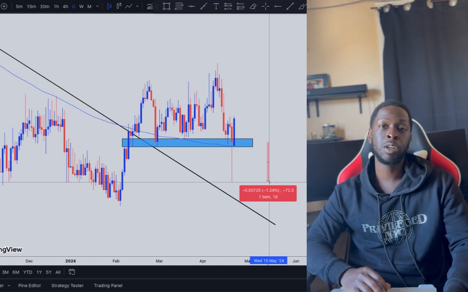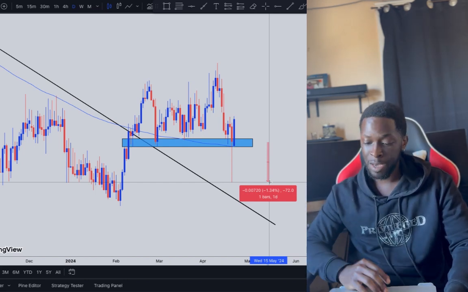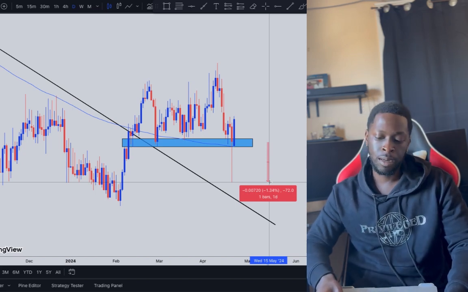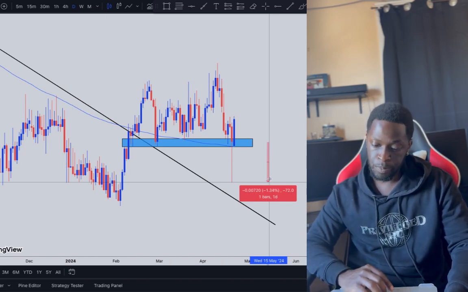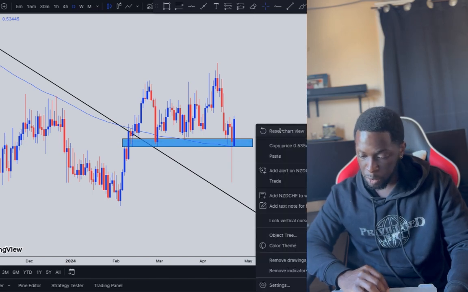It just targeted everybody's. All the retail traders that were buying this, they got taken out. I'm not gonna lie, I was also taken out of this trade, but I seen it happening. I seen it happening, guys. So I got me another entry. But I digress. We're not talking about my entry. We're talking about the trade.